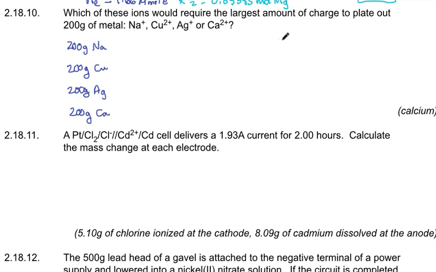For each of these, we want to end up with moles of electrons, which means we need moles of the metal first. So for sodium, molar mass is 22.99 grams per mole. For copper, it's 63.55. For silver, it's 107.87. And for calcium, it's 40.08.